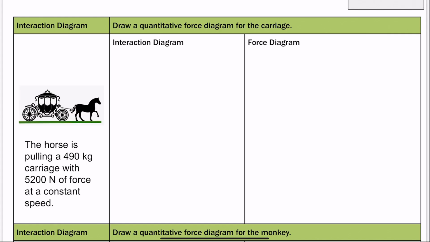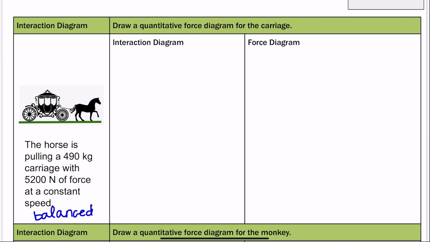All right, here we have a horse that's pulling a 490 kilogram carriage with 5,200 newtons of force at a constant speed. So right off the bat, we know that everything is going to be balanced. And let's go ahead and draw the interaction diagram.